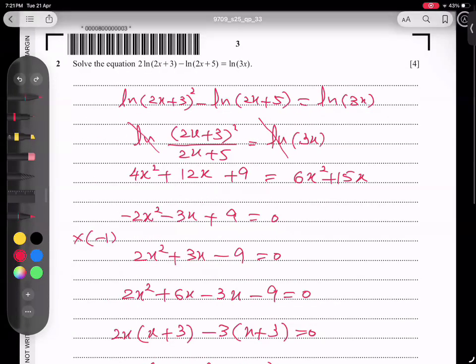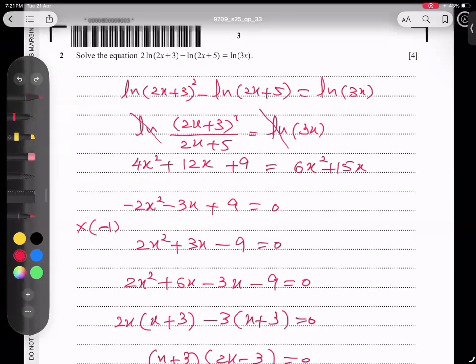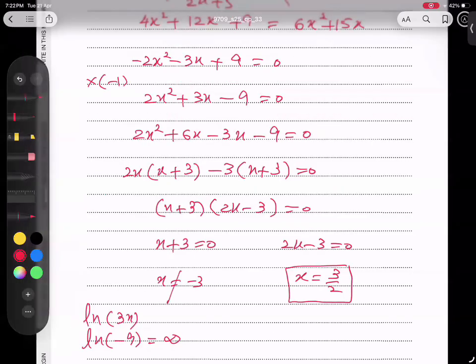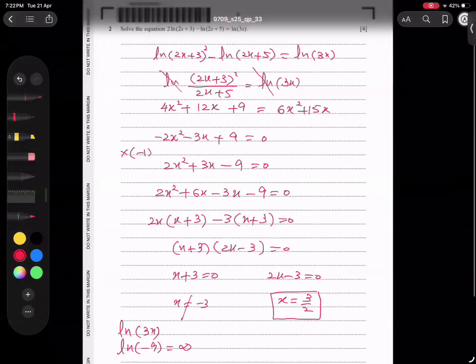And yes, exactly, log of 3x. If I plug in negative 3 in log of 3x here, what happens? This gives you log of negative 9, which gives you undefined. So this is not possible. And we got this answer. I hope the concept of the question is completely clear.